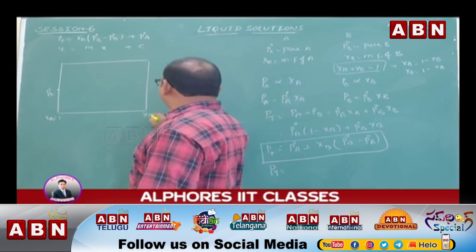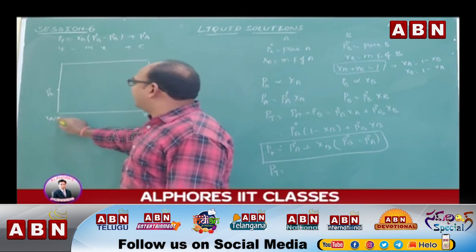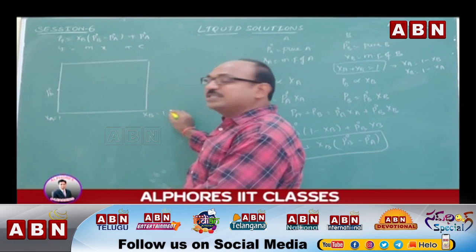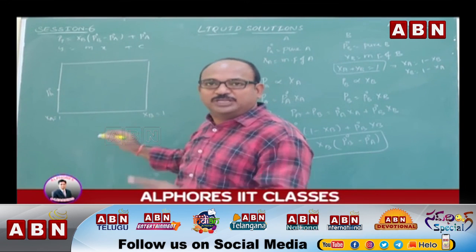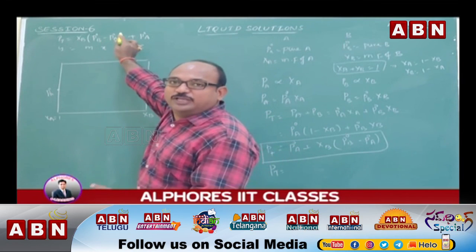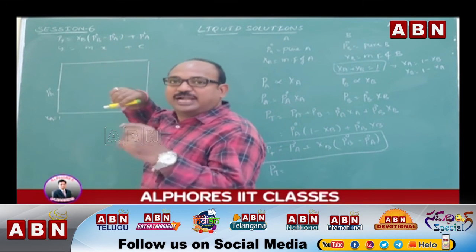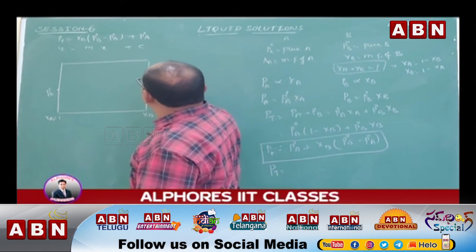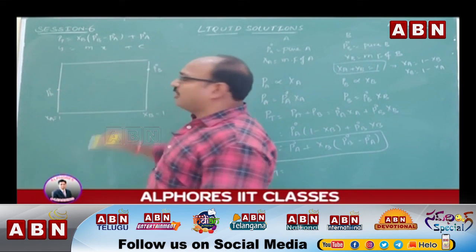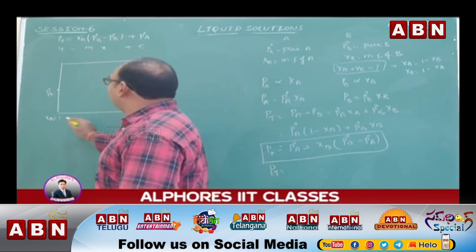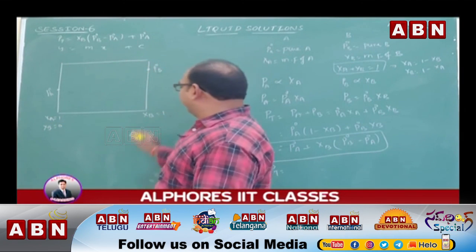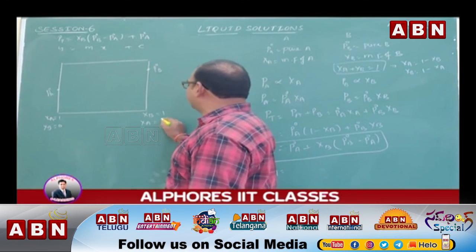And here upon this component, XA is equal to 1 means mole fraction of A is equal to 1 means pure A, and XB is equal to 1, mole fraction of B is equal to 1 means pure B. And as I mentioned that P naught B minus P naught A, this value is positive, that means P naught B is greater than P naught A. So I am going to indicate here P naught B. If XA is equal to 1 here, obviously XB is equal to 0. And here XB is equal to 1 means XA is equal to 0.